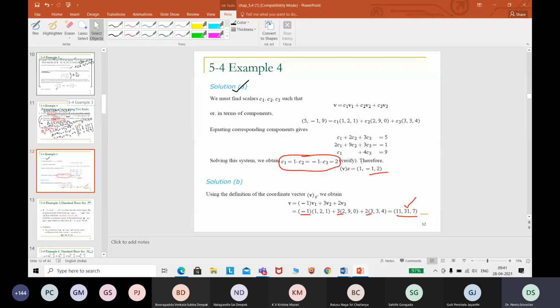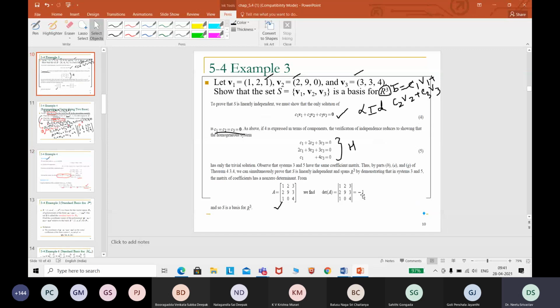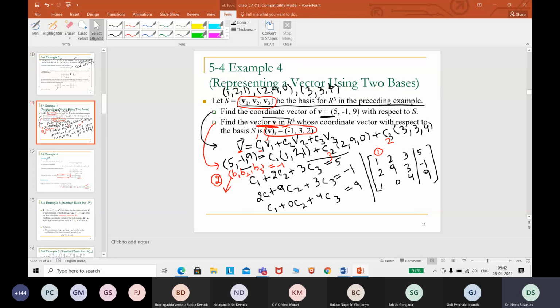Now this is done. We checked that the determinant is not 0, so we got this to be the basis. The second question asks you to find the coordinate vector for (5, -1, 9). It means we have to find C1, C2, C3.